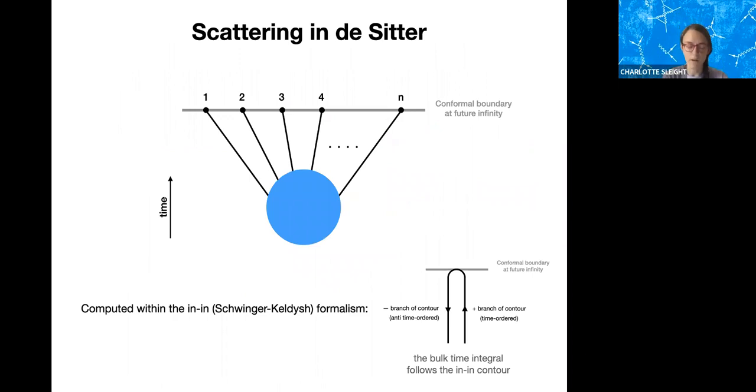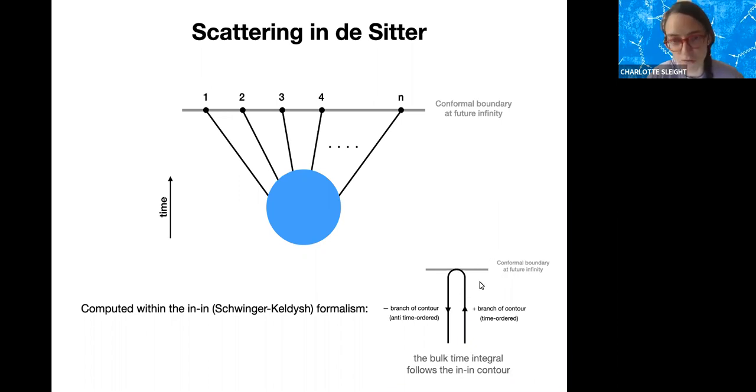And one major difference is that the de Sitter background is time dependent. So this means that in contrast to the perturbative computation of correlators on the boundary of Euclidean AdS, in de Sitter, these boundary correlators are computed within the so-called in-in or Schwinger-Keldysh formalism. And for those of you who might not be too familiar, this is where essentially you have to take an extra bit of care when evaluating the bulk time integrals. So you first have to integrate from the initial time to the time that you're interested in.